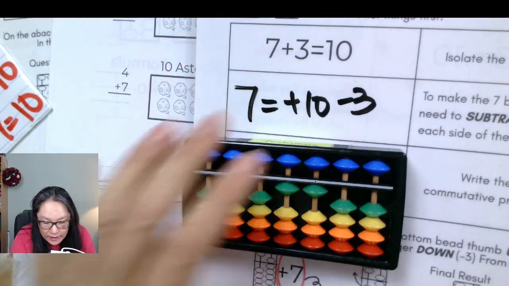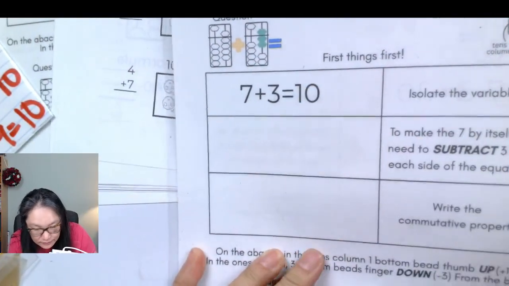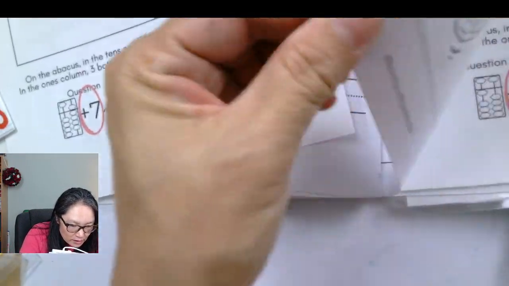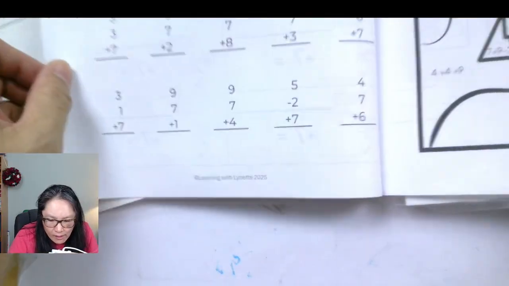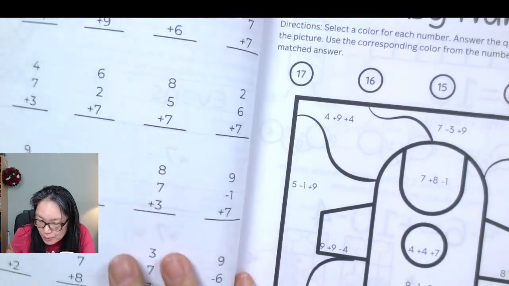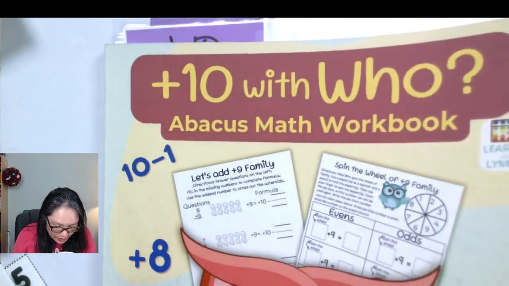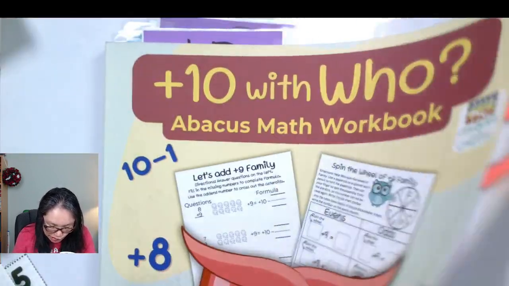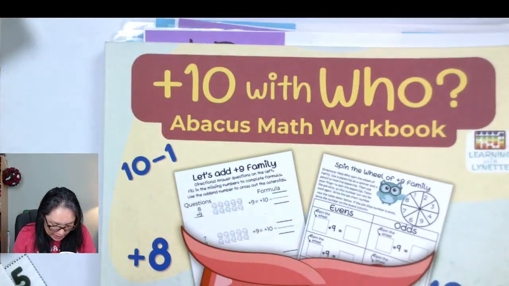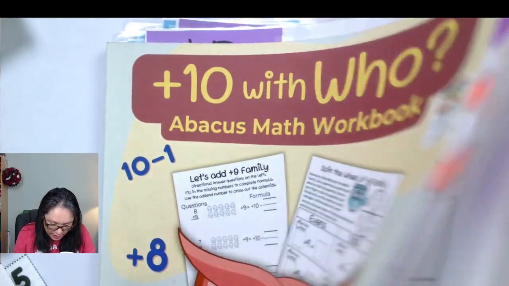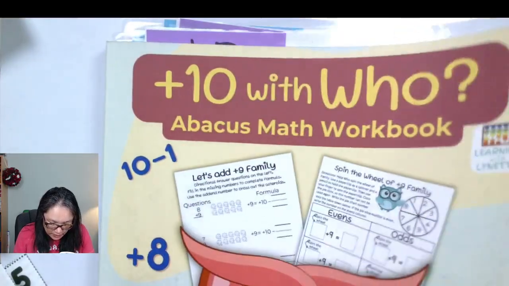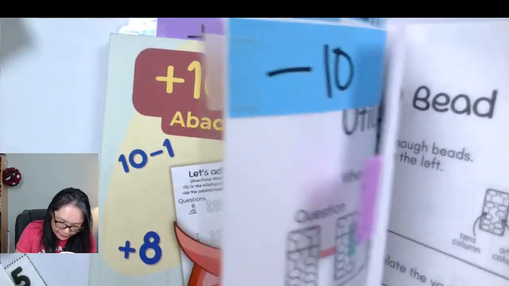What else? Oh, you know what? And then we could do these ones. Yeah. So this is my other book. This book is all about making a 10. All right, we can do this one. Let's see. Okay. We'll do this one. There we go.